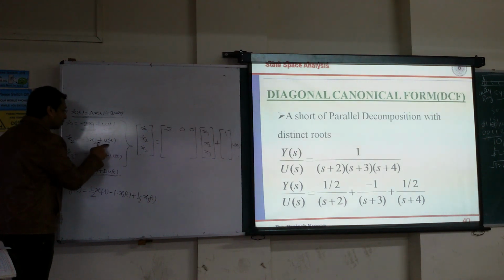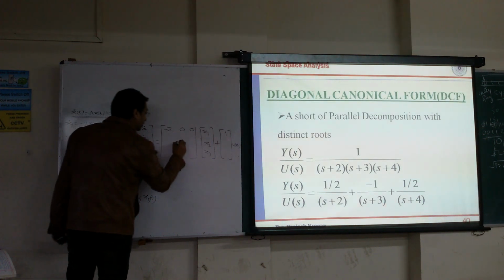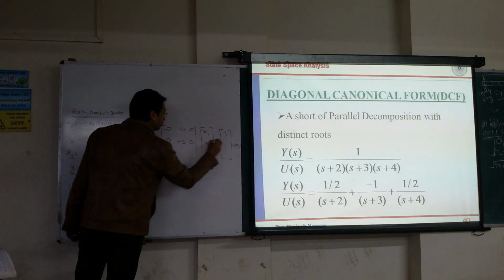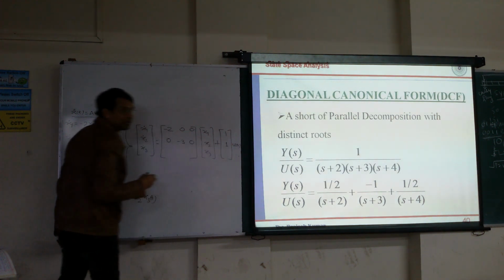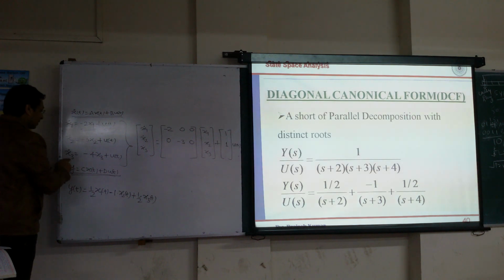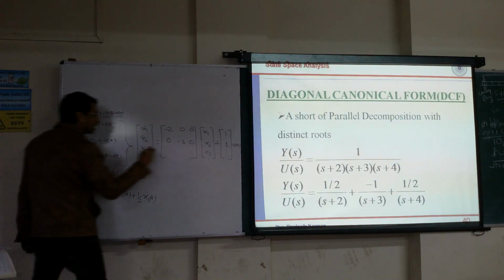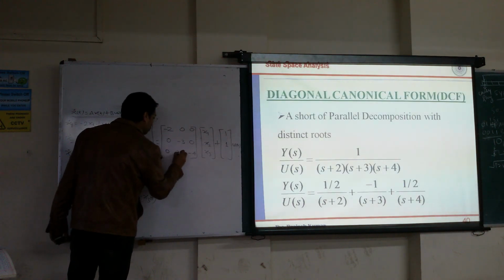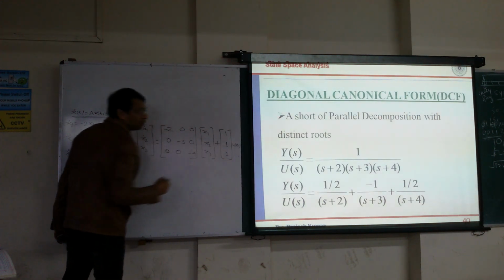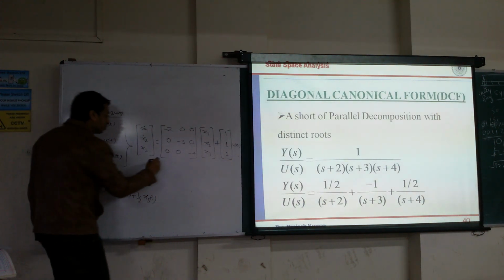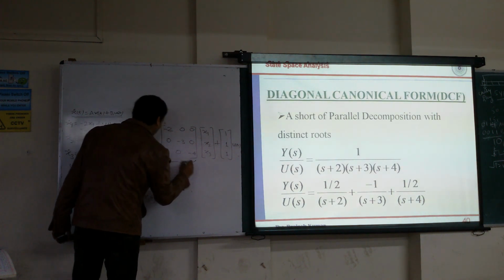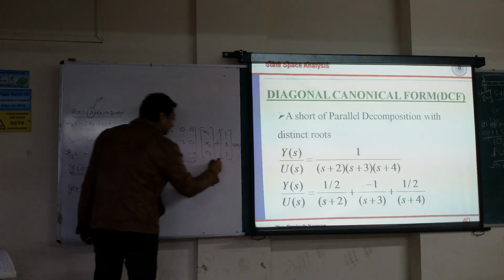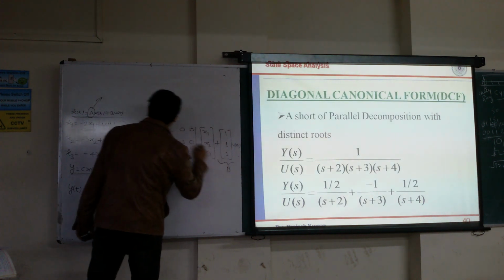Minus 3 x2 plus u(t), minus 3 x2 only. So for x2 it is minus 3, and the rest of the terms are 0. And here once again 1. x3 is minus 4 x3. Minus 4 means here it is 0, 0. And here it is 1. Correct? So this is your matrix A of this equation. And this is your matrix B here.